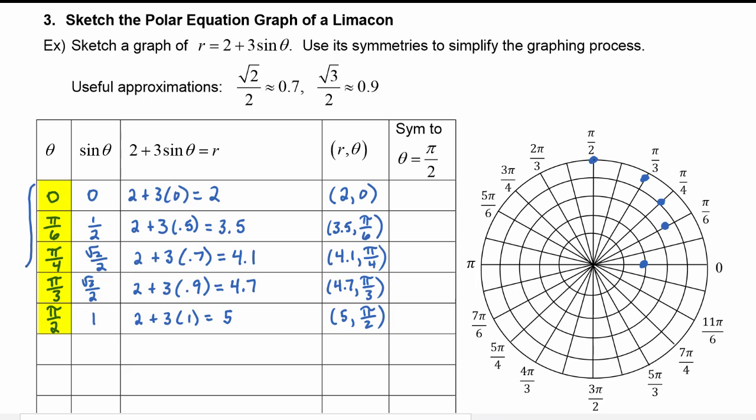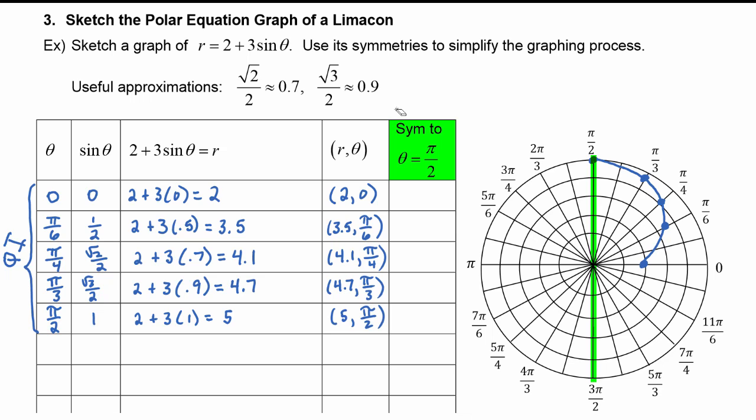So here we did the quadrant 1 angles. And let's go ahead and connect those. We get a smooth curve. Now, before we plug in the quadrant 2 angles, we want to remember that this graph has symmetry with respect to the theta equals pi over 2 axis.